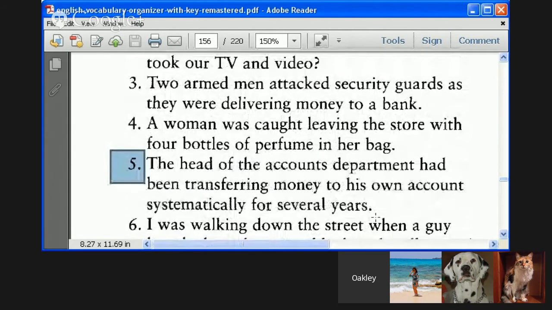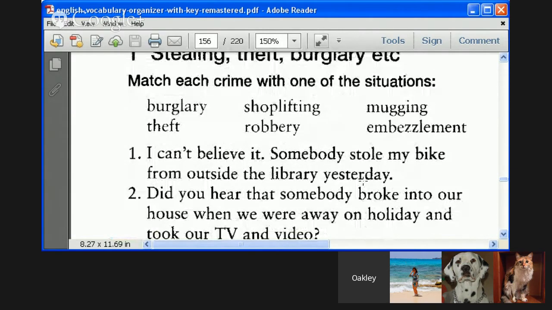The head of the accounts department had been transferring money to his own account systematically for several years. I think it's more popular, common, I mean. I'm not sure how to name it in English. Embezzlement. That's it. That is embezzlement. When you steal from the company you work for. That's embezzlement. Steal money.